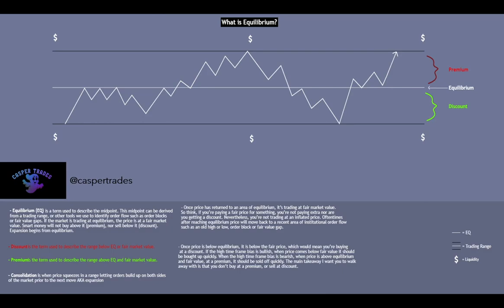When the high time frame is bearish, when price is above equilibrium and above a fair value at a premium, it should be sold off quickly. The main takeaway I want you to have from this is that we don't buy at a premium and we don't sell at discount. Common sense, right?